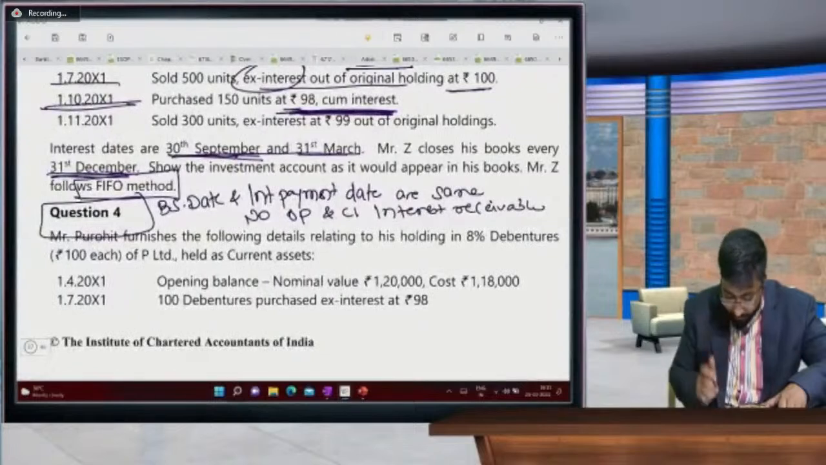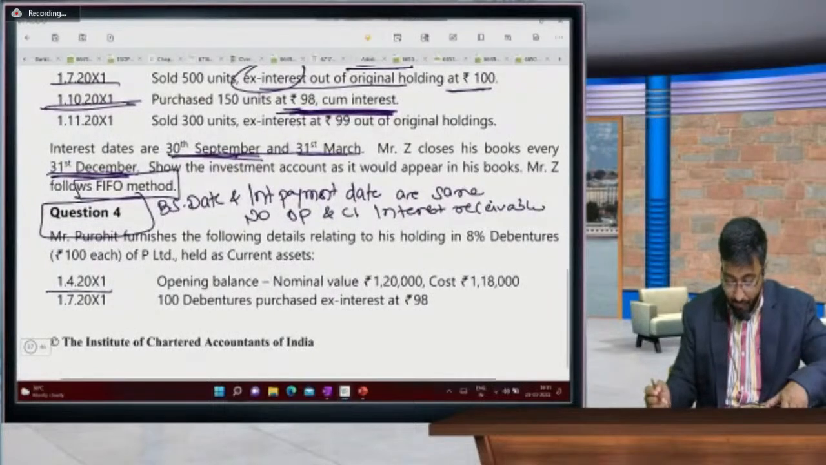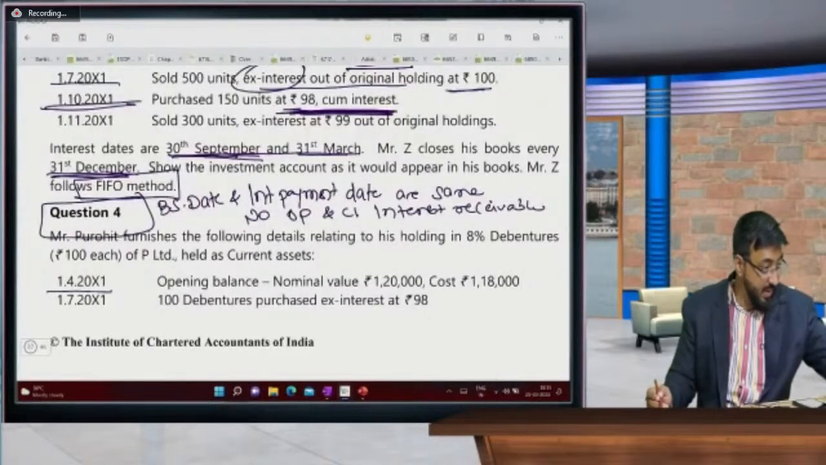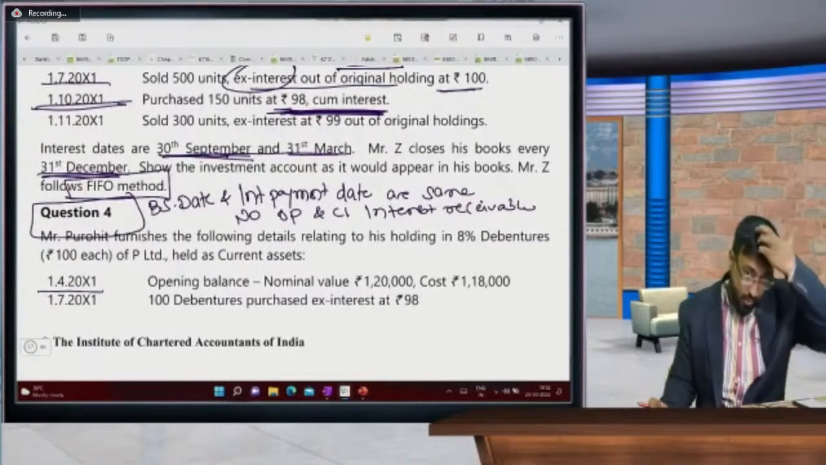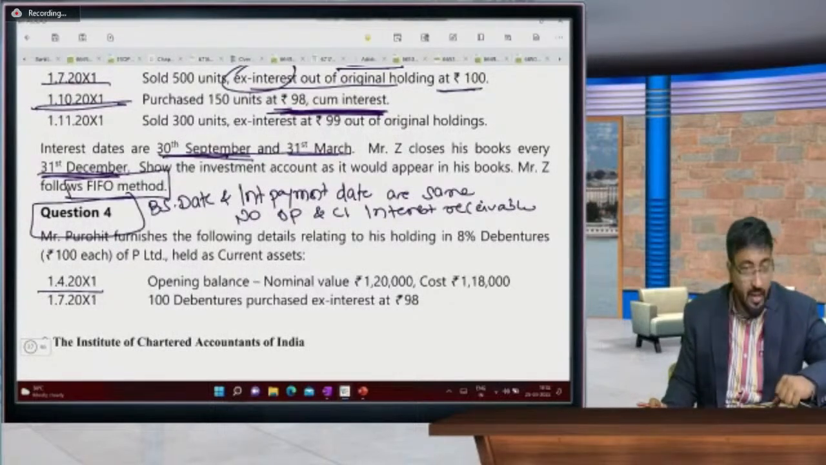See beta, 1st April. Whether any opening entry, please write it now. Write fast, because you have to solve it now. I'm going to give you 10 to 15 minutes. Everyone will solve it. Opening balance, beta, nominal value 1,20,000 and cost 1,18,000. Now I'm giving you a shortcut.